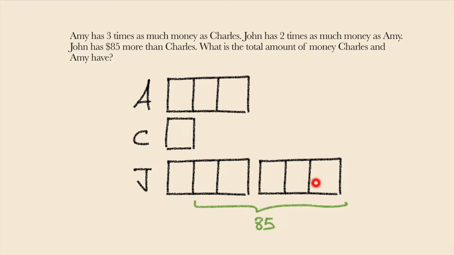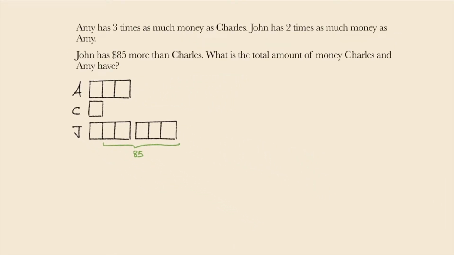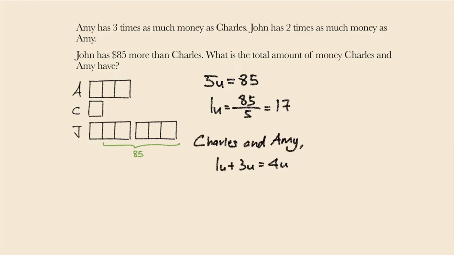It's actually 5 units. So 6U minus 1U, that's 5U, and that's 85 actual dollars. So we can form an equation with that. 5U is 85, 1U is 17. Now, pay close attention. We are looking at C and A. So that's a total of 4 units. And if 1U is 17, 4U must be 4 times 17, giving us $68.